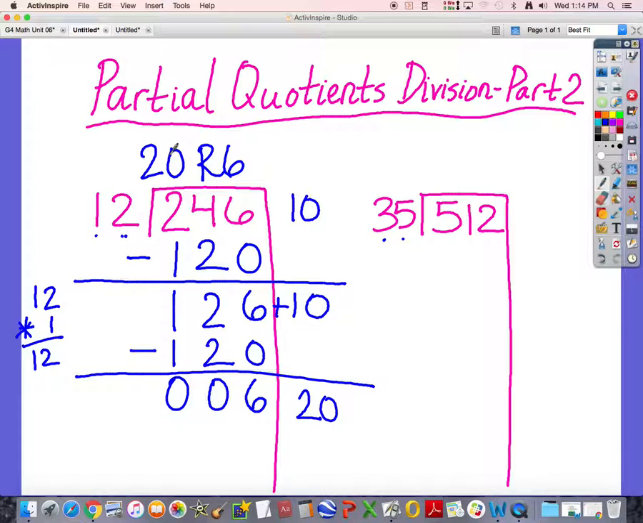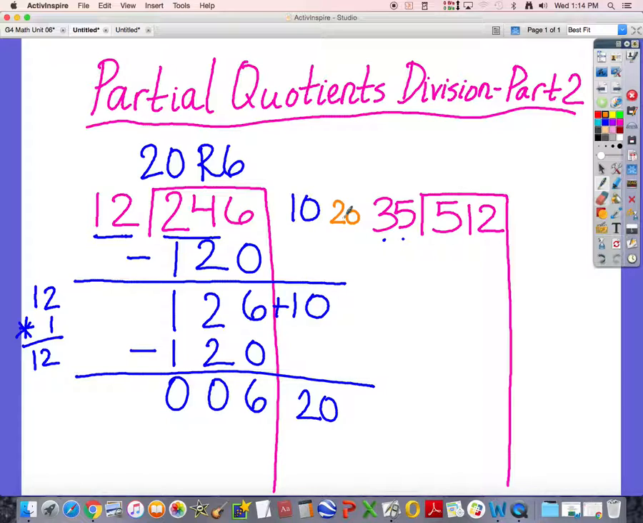Some folks might solve this problem a faster way. They might know that 12 goes into 24 two times. So they might have done 12 times 20, which is 240, which would have brought them to 246 minus 240 being 6, which would have ended the problem a lot faster.